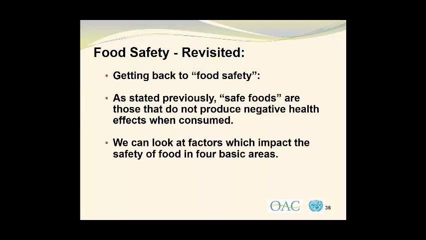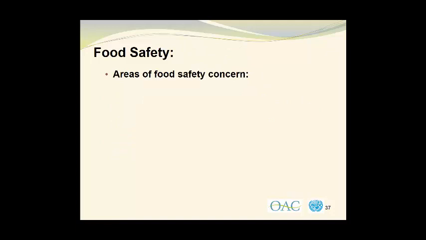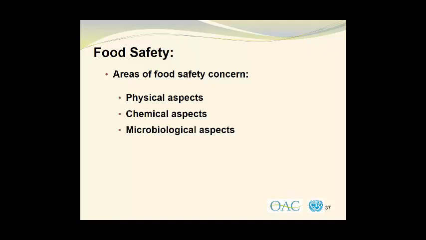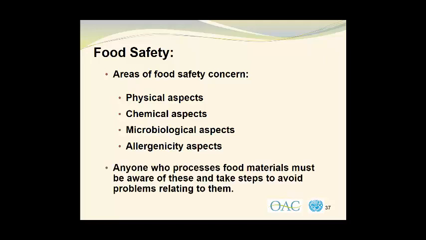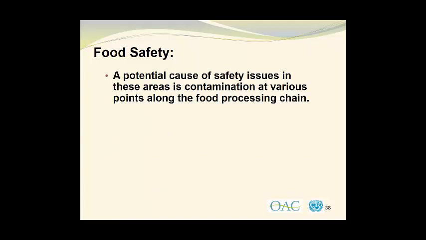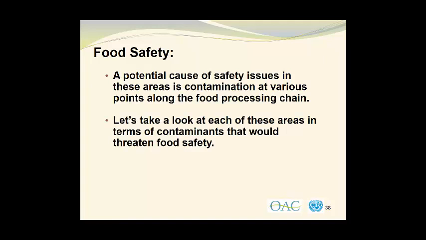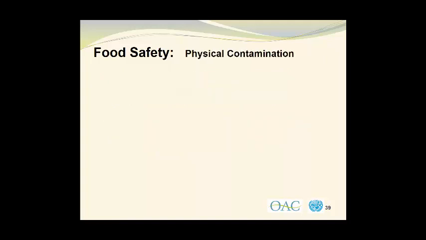We can look at factors which impact the safety of food in 4 basic areas. The areas of food safety concern physical aspects, chemical aspects, microbiological aspects, and allergenicity aspects. Anyone who processes food materials must be aware of these and take steps to avoid problems relating to them. A potential cause of safety issues in these areas is contamination at various points along the food processing chain. Let's take a look at each of these areas in terms of contaminants that would threaten food safety.